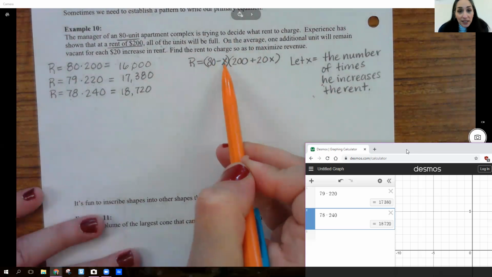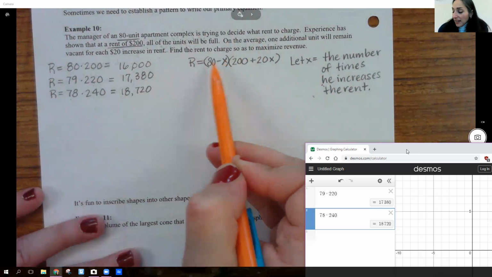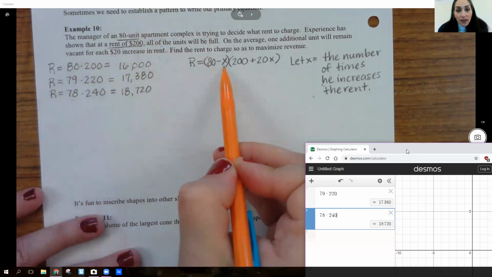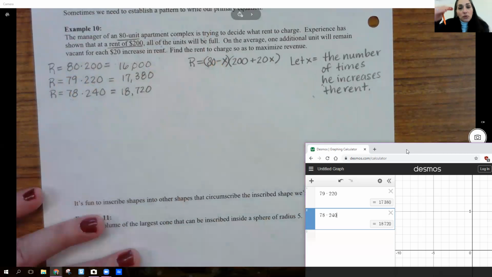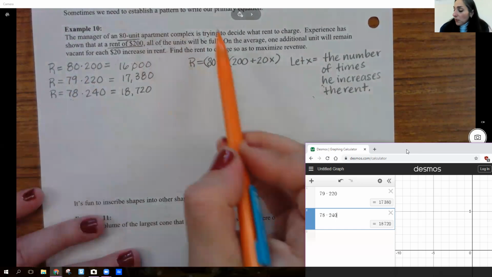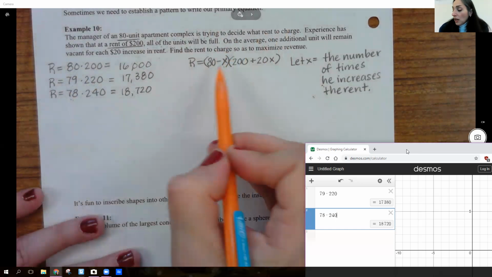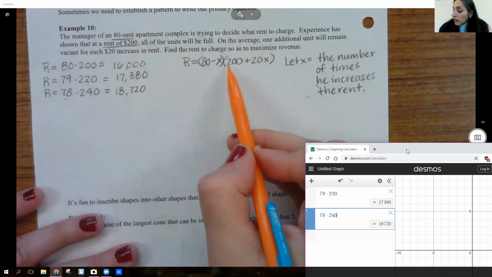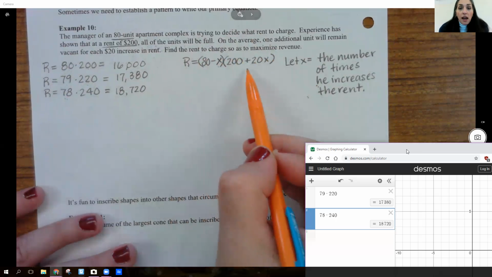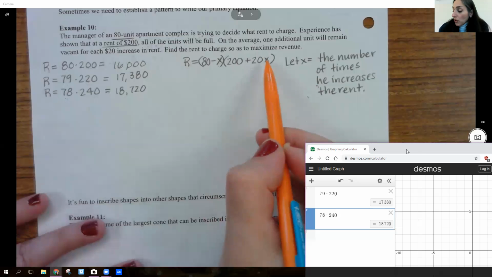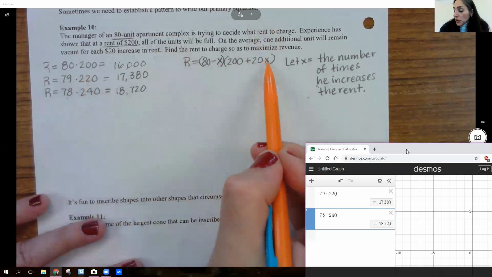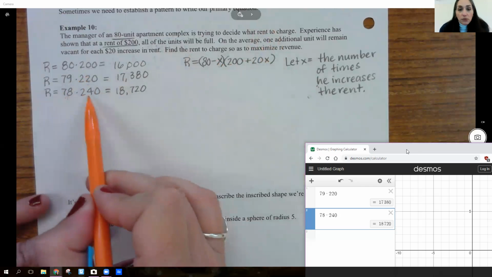So like the second time he raises the rent, it'll be 80 minus 2, and then that would bump us down to 78. The third time he raises the rent, this would be 80 minus 3, which would be down to 77 apartments. The fourth time, the fifth time, and so forth. So that's why we want this to be 80 minus X. So this set of parentheses represents the number of apartments that he's renting. This set of parentheses represents how much the rent actually is. So if you put a 1 in here and here, you end up with 79 times 220. If you put a 2 in here and here, you end up with 78 times 240.